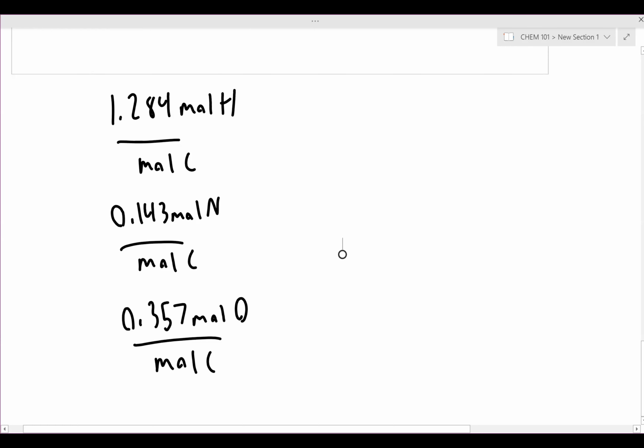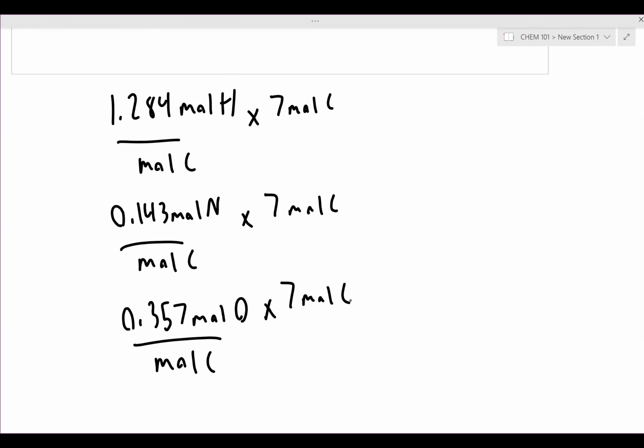So what I'm going to do now is take each of my mole ratios and multiply it by 7 moles of carbon. I'm going to multiply each of our mole ratios by 7. Now, this may not fix all of my decimals, but it will fix many of them. So from our first expression, we get 9 moles of hydrogen, and we know we have 7 moles of carbon. Let's look at this second number, 0.143. We multiply it by 7, and lo and behold, we get 1 mole of nitrogen.